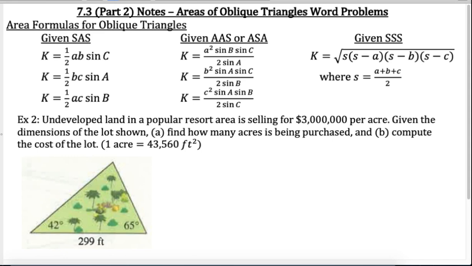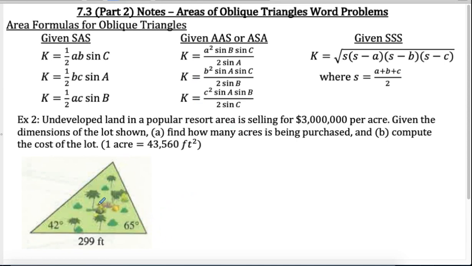So let's take a look at the second example here. Okay? It says undeveloped land in a popular resort area is selling for $3 million an acre. So this is the information that we know. We know one side of this lot is 299 feet, and then these angles here, 42 degrees and 65 degrees. So first, we want to find how many acres this lot would be, and then we want to compute the cost of the lot. So this is going to be an important conversion factor, right? 1 acre is 43,560 square feet.